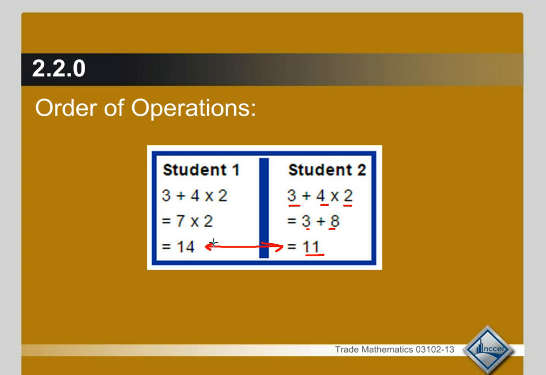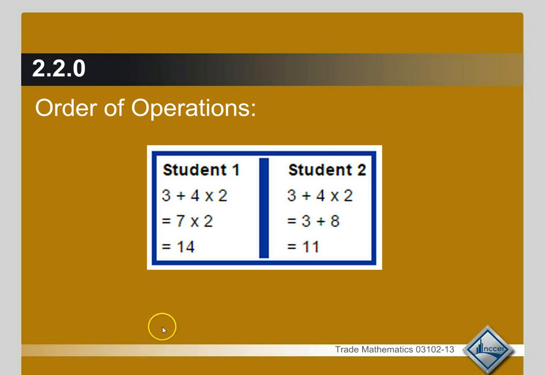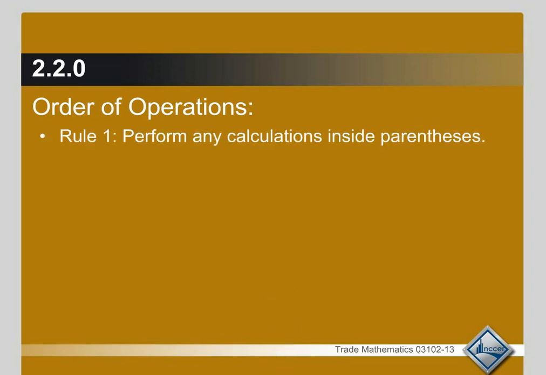If you're doing any type of algebraic equation and you don't know the proper order of operations, you risk getting the calculation incorrect. So which one is correct? We're going to find out. Okay, so the order of operations. Remember, student 1 added first, then multiplied. Student 2 multiplied first and then added. That's what we mean by order of operations.